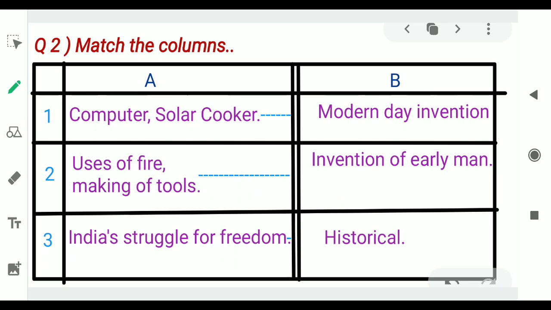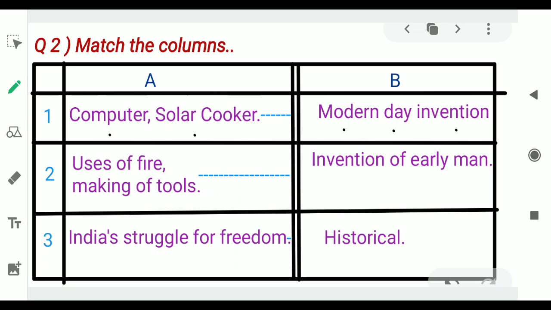Write question number 2. Match the columns. You have to make the columns in this way, the way it is displayed in front of you. Now in column A, number 1 is computer and solar cooker. So the answer for that is modern day invention. What is the answer for computer and solar cooker? The answer is modern day invention.